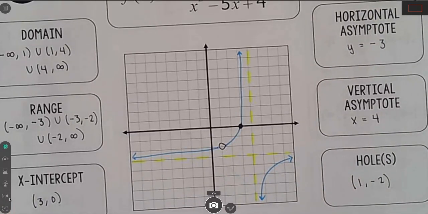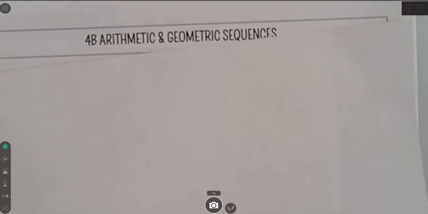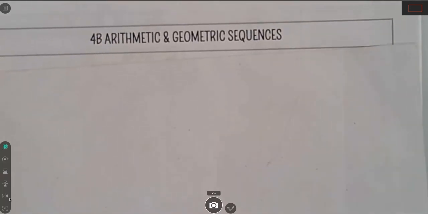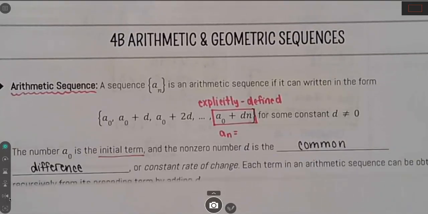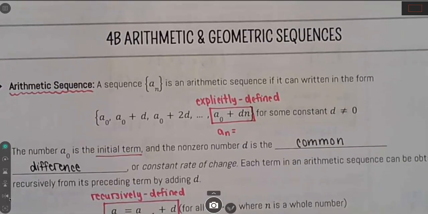All right, let's get into the next section. 4B, arithmetic and geometric sequences. Let me zoom in a little bit. Okay, let's start with some definitions.